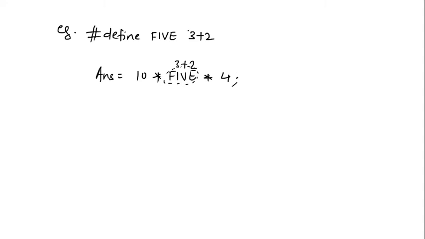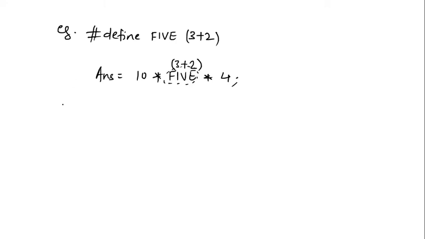The simple option is to keep this in brackets. So whenever it is replaced, it will be replaced with a bracket. Okay, don't look at my example FIVE replaced by 3 plus 2, but try to understand the concept. So it is always good to keep the macro body in brackets. So whenever it is replaced in a particular statement, it will be independent of the surrounding things.